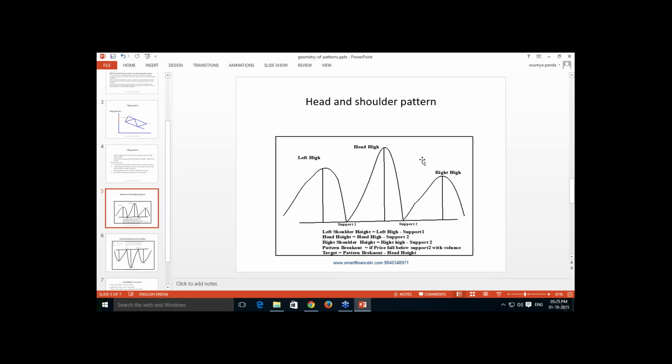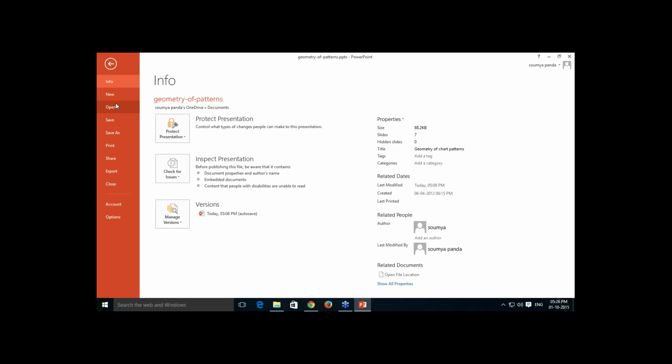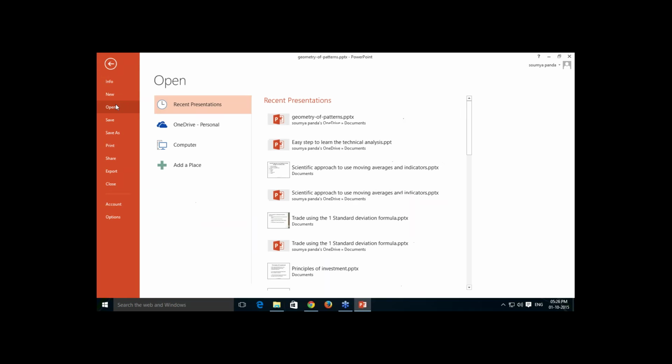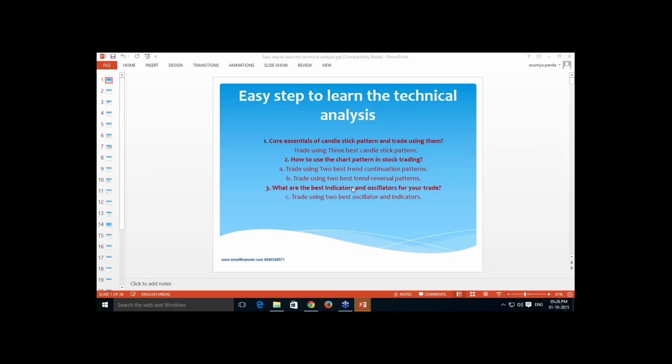Similarly, you have a head and shoulder pattern, which is a trend reversal pattern. And if you look into another pattern called the cup with handle pattern, that is a pattern which is highly applicable for intraday trades also. It is a trend confirmation pattern.